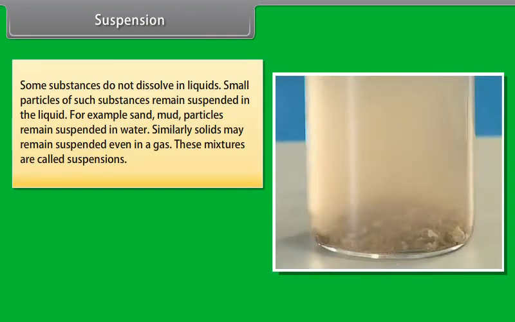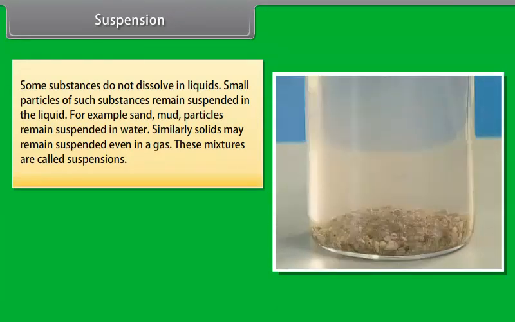Suspension. Some substances do not dissolve in liquids. Small particles of such substances remain suspended in the liquid. For example, sand and mud particles remain suspended in water. Similarly, solids may remain suspended even in gas. These mixtures are called suspensions.